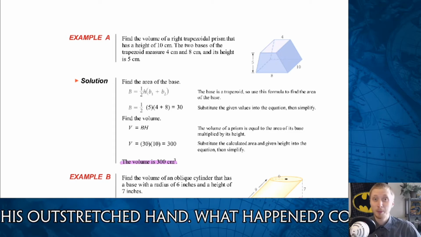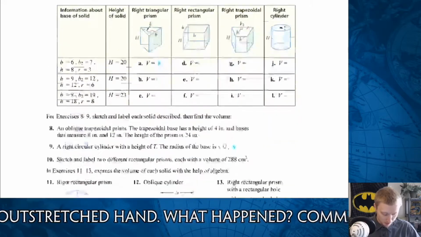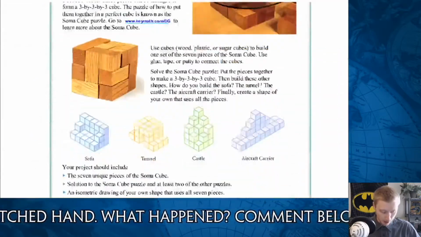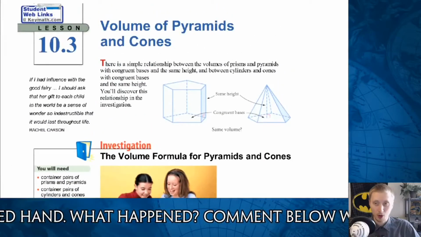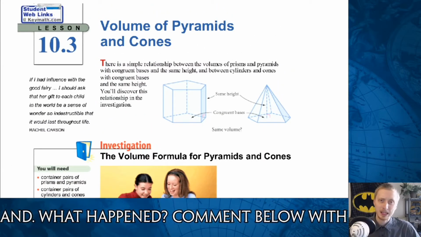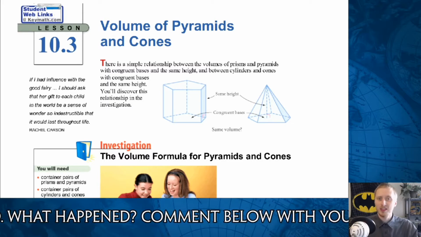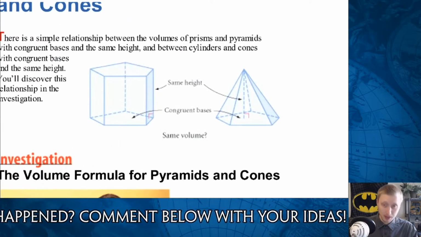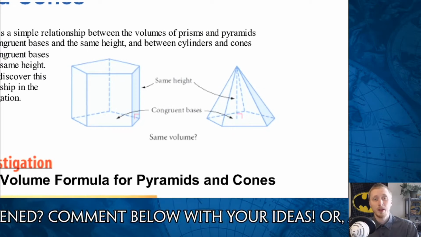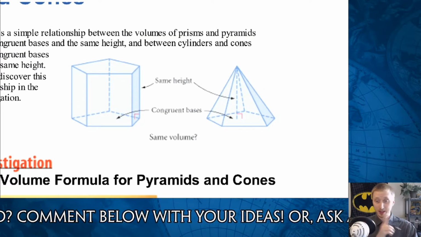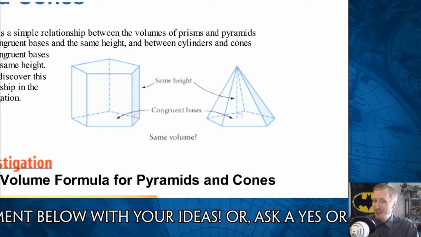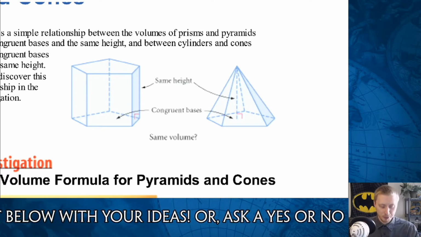Now, moving on. What about those fancy pyramids? And of course, their rounded partners, the cones. The volume of a pyramid and a cone. How are these different? Take a look at the comparison here. I've got the same bases. I've got the same heights. But do you think they're going to be the same volume?